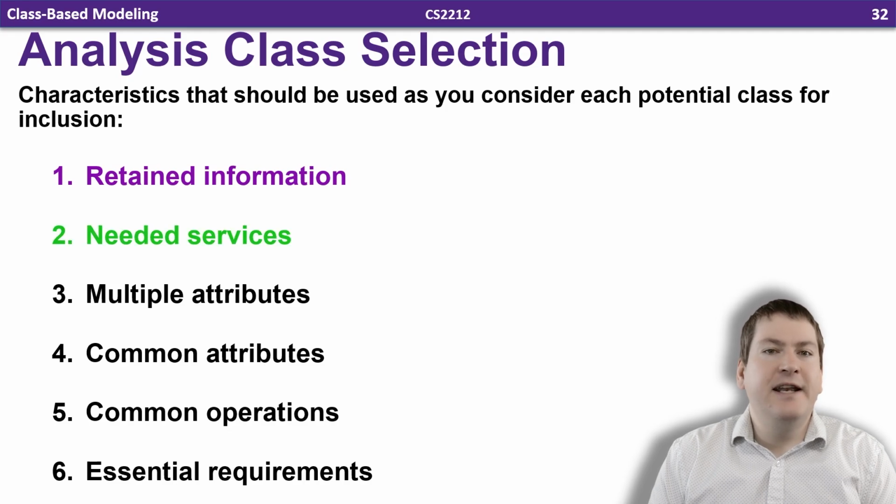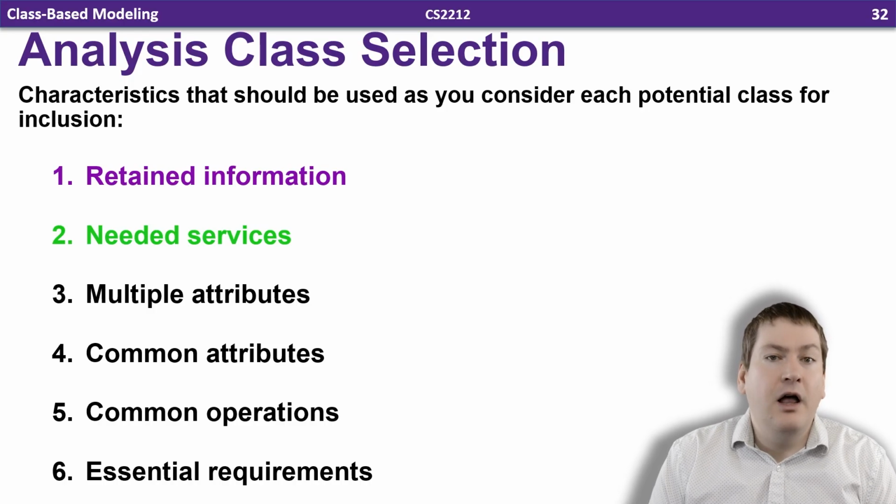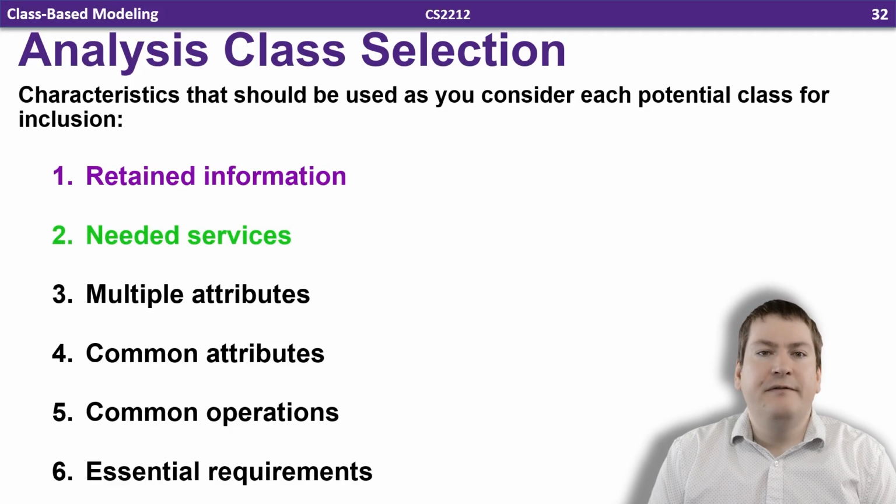Rule 2 is needed services. This is very similar to Rule 1 except for operations. So potential classes must have a set of identifiable operations that can change the value of its attributes in some way. Next is Rule 3, multiple attributes. A class with a single attribute may be better represented as an attribute of another class. For example, something like phone number would be better suited as an attribute for another class rather than its own class.